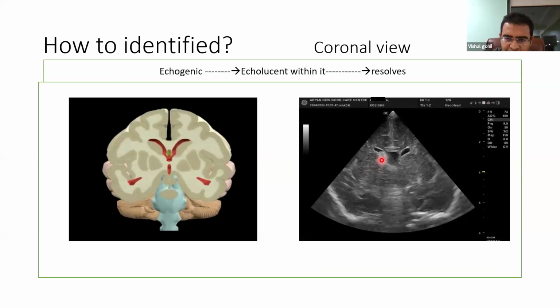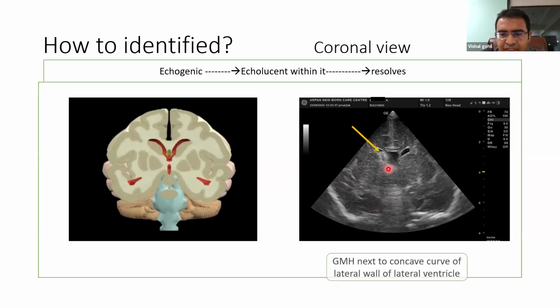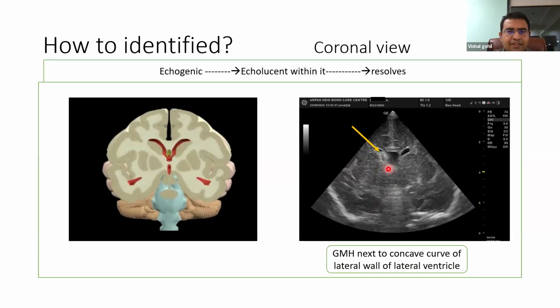As you can see over here, there is a bright structure. When the bleed is fresh, you always see a structure with brightness equal to or more than your choroid plexus. So this is your IVH, at the concave border of your lateral ventricle. What happens if we follow that? Most of the time it becomes echolucent and then resolves, depending on the grading.